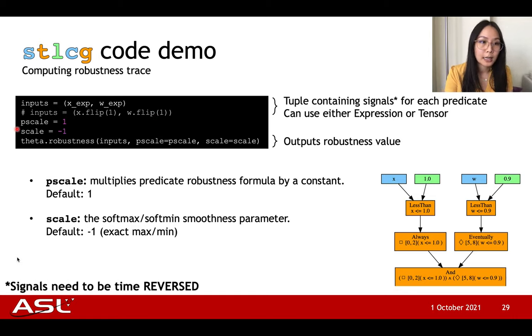And then we have two parameters here, P scale and scale. P scale is just a multiplicative constant for the predicate robustness formula. The default is 1, and depending on your application, you might want to choose a different number, but that is completely up to you. For the scale parameter, this is the smoothness parameter for the max and min approximation. In this approximation, the larger the scale value is, the closer we are to the true max and min value. But if you set it to -1, we're just going to use the exact max and min function instead. That is the default value.